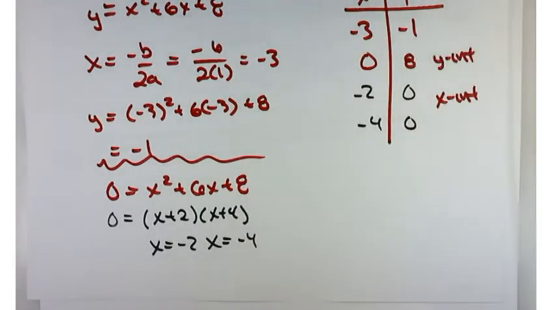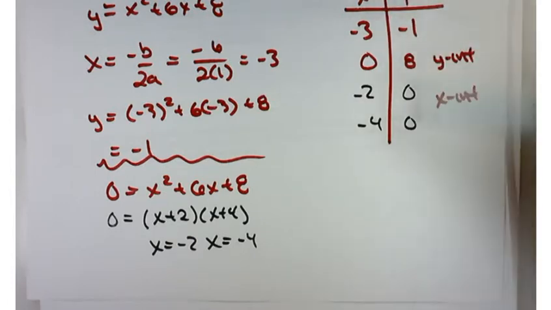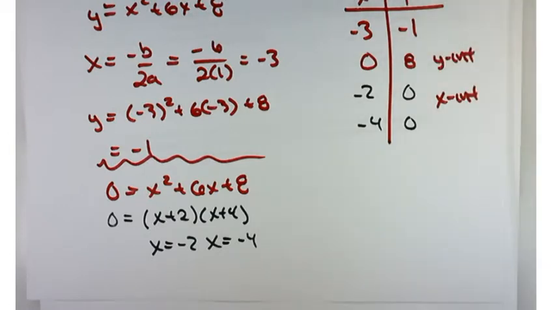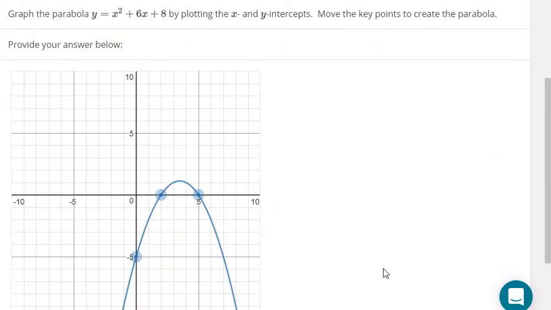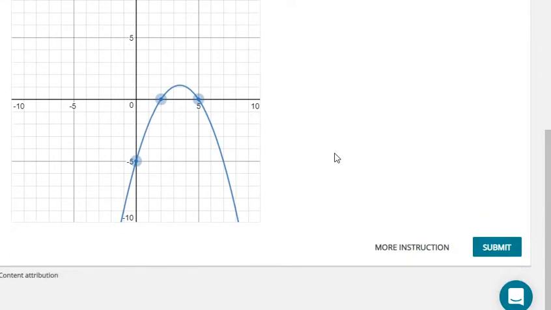This is exactly what I want you to be able to do on an exam, is graph these 4 points. Let's see what that's going to mean on Newton, and I'm holding my breath on this one. Oh my gosh. All right, so it says move the key points to create the parabola. So let's see here.